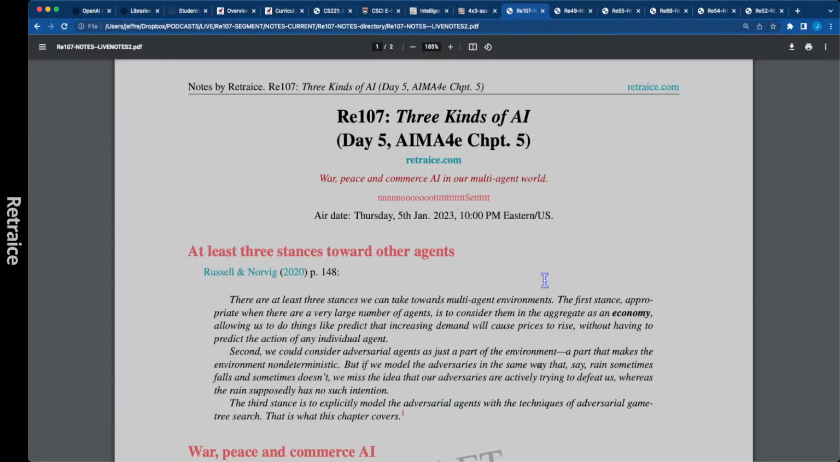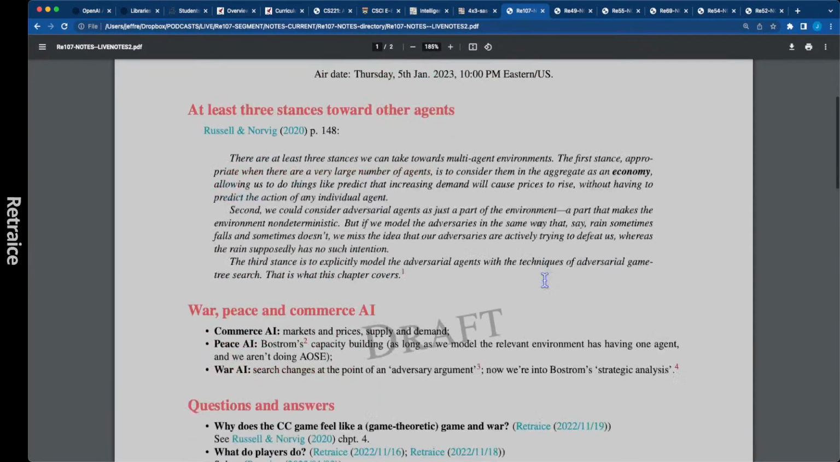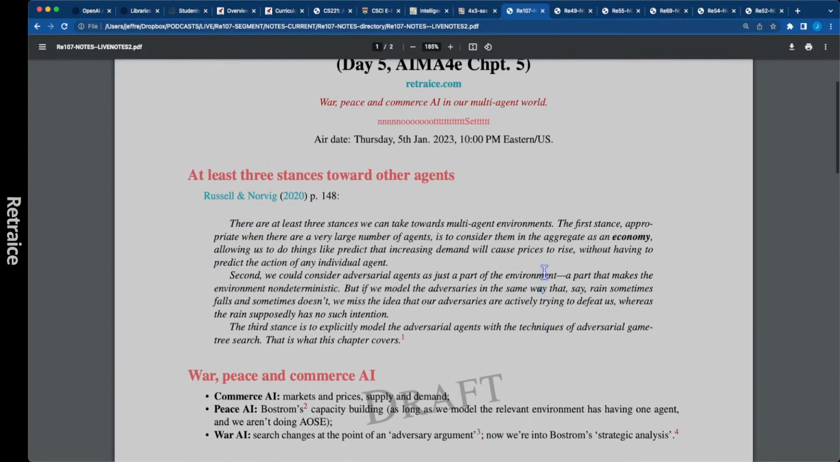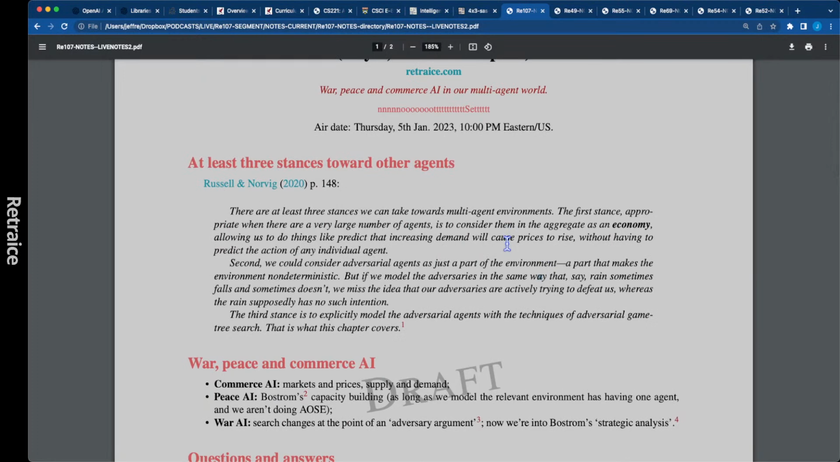I didn't have any special reaction to that when I read it the first time, which was today. But then I read the rest of the chapter, and things started to jump out at me. I really wasn't searching for this. I had absolutely no intent of finding some parallel like this, but I found a parallel. Let's continue. War, peace, and commerce AI is what we're calling the 3 kinds of AI.